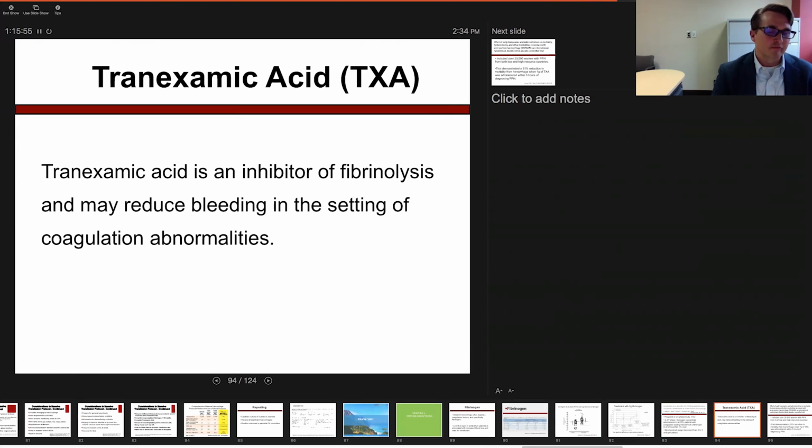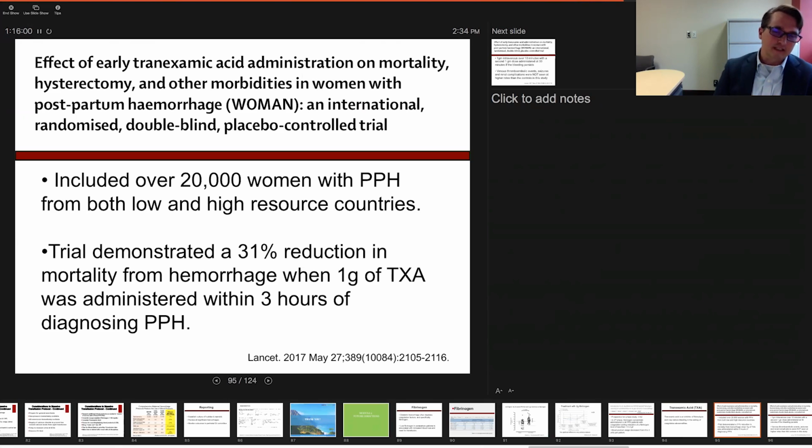It's been studied for many years in trauma and in other surgeries, and only recently, earlier this year, 2017, was a multi-centered, huge study of over 20,000 women who had postpartum hemorrhage completed. And it was a great study. It included both low and high resource countries. What the trial demonstrated was a decrease in mortality of basically a third when 1 gram of tranexamic acid was administered within 3 hours of diagnosing a postpartum hemorrhage.